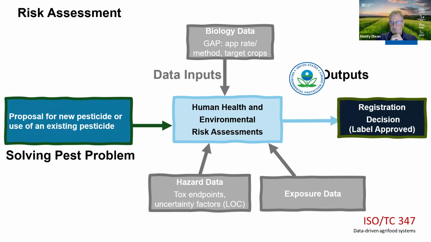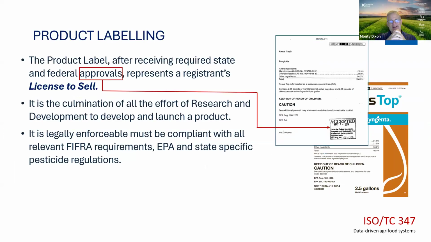If it is approved, which is what we're working towards, a label gets approved. The product label is the license that makes it possible for a product to be sold in the US. The product label is the sum of all the efforts that went in to demonstrate the product is safe. As I'm showing here with the red lines, once the EPA makes a regulatory decision, you get a stamp that says this product has been approved. That's the beginning of the process to start obtaining state registrations and ultimately make this product available in the marketplace.